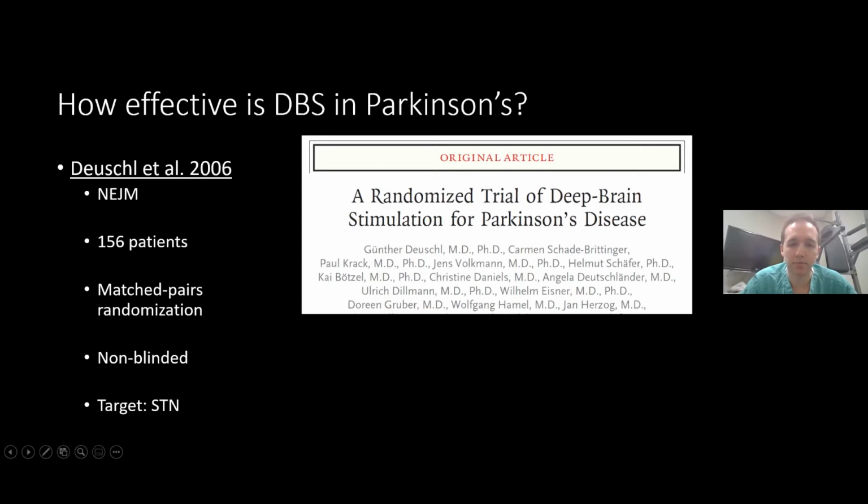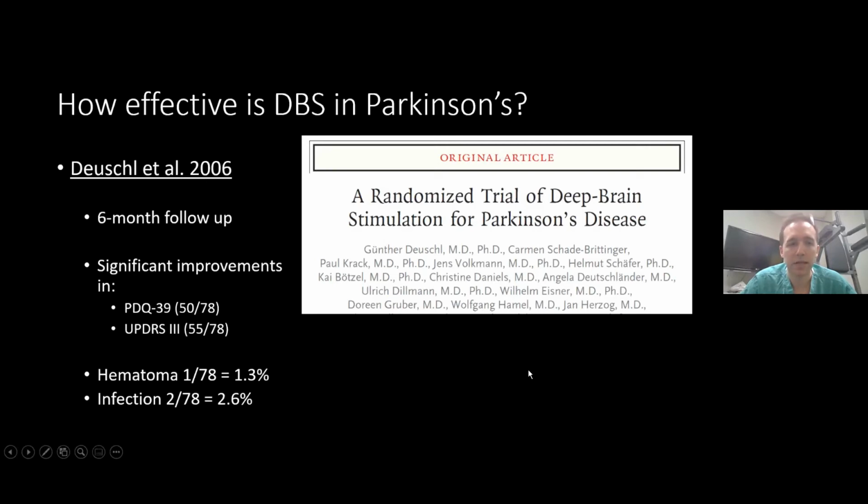They were matched for DBS and medical management, obviously non-blinded and using the target of the STN. They had a 6-month follow-up, and there was improvement in most of the pairs in both the Parkinson's disease questionnaire, which is just a question and answer survey for Parkinson's patients, and the UPDRS, the Unified Parkinson's Disease Rating Scale. Part three is the motor component. So it's a measure of how your motor improvement is, both on and off medications for both of these. And their hemorrhage rate was fairly low, infection rate about the same as what I already described. So excellent results in this study.